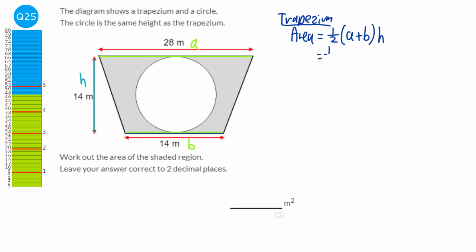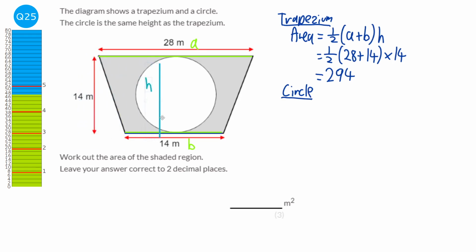So the area would be half times A, which is 28, plus B, which is 14, times the height, which is 14. And so that would be 294. Next we'll do the circle. Now it doesn't look like we've got anything for the circle, but actually the height here is actually the height of the circle as well. So the height of the circle is the same as the diameter. So the diameter of the circle is 14. Therefore the radius would be half of that, which is 7.